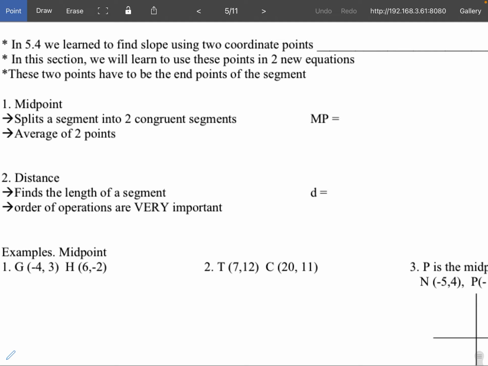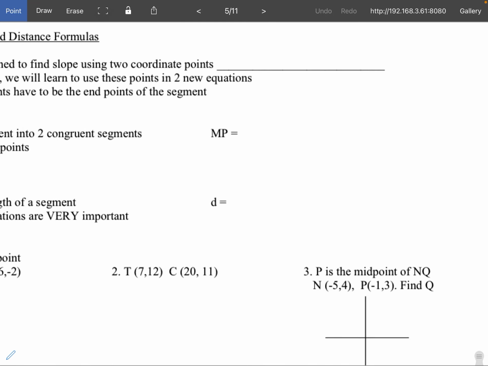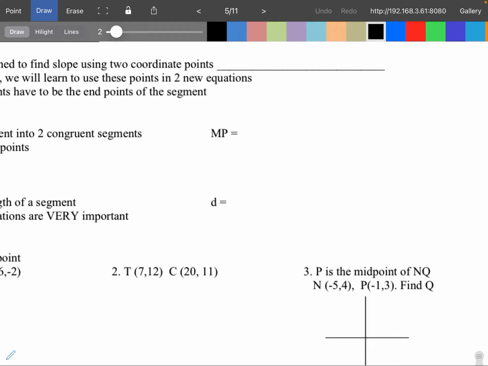Okay, so this is where we're at. Again, the first thing we're going to do is just the midpoint. So this first blank up here, again, there should be no talking right now.